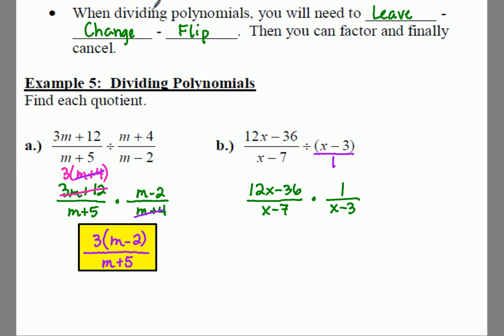So now once we've done that, you can go into your factoring and canceling. So we can take out a 12. You get x minus 3 here. And once again, we only had to cancel one term diagonally. That's nice. X minus 3's, and you just get a 12 over x minus 7.